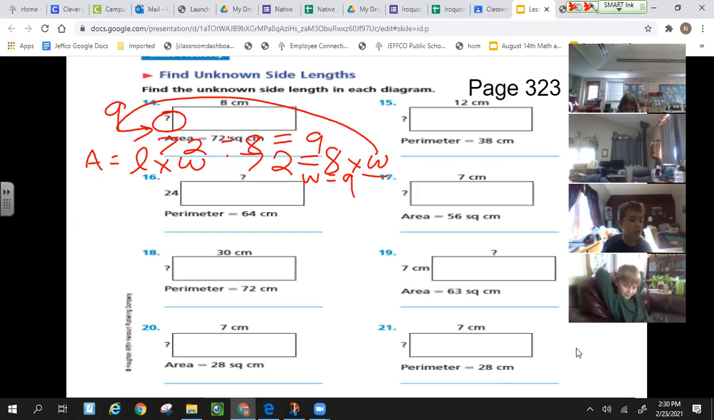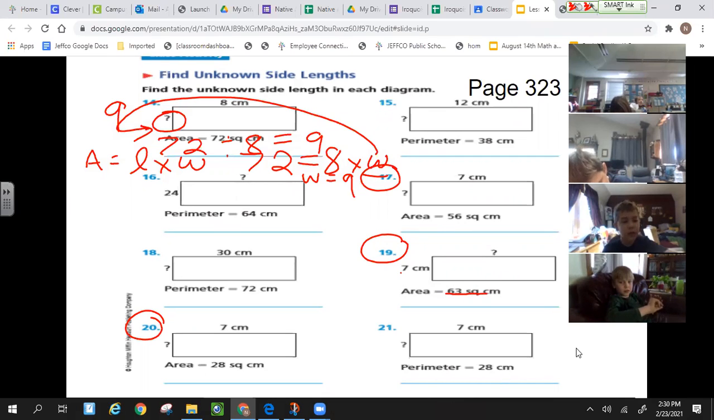So let's do this. Before I confuse anyone, I want you to circle certain numbers. Let's circle number 17, number 19, and number 20. Just circle those 3. Now, these are very similar problems to the one we just did. They're giving us the area and either giving us the width or the length, and we have to figure out the other side. Let's look at number 17. We'll do this one together, then you guys will do 19 and 20 on your own.